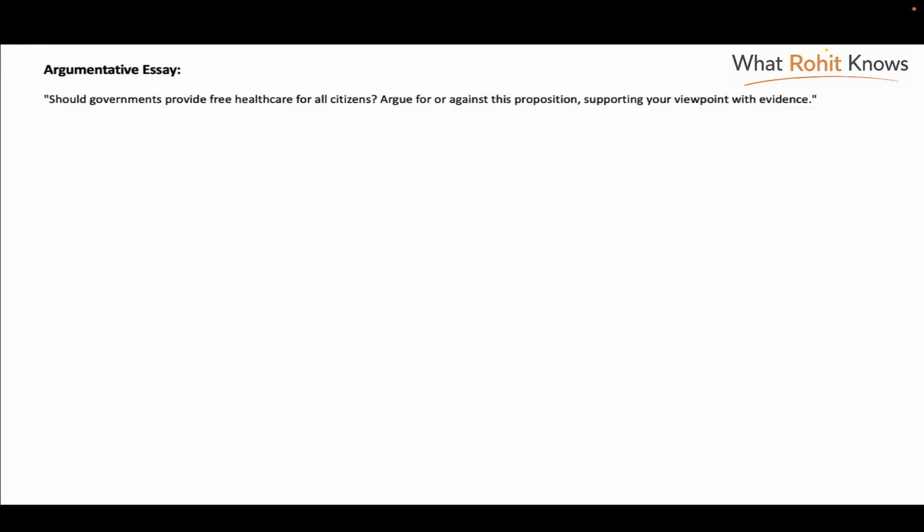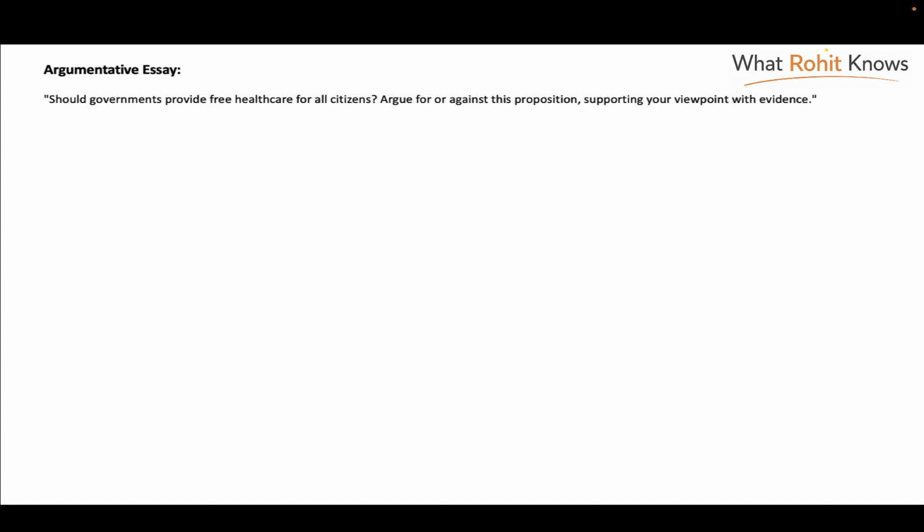Now let's look at the first essay type. That's an argumentative essay. An example of this is an essay like this: should governments provide free healthcare for all citizens? And you have been asked to present arguments for or against this proposition, supporting your viewpoint with evidence. In a way, this can also be structured in an agreement, disagreement kind of essay, but we'll have a separate template for that.